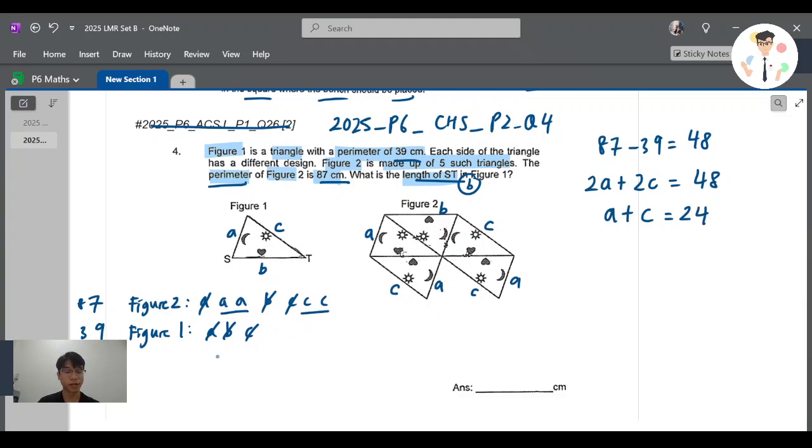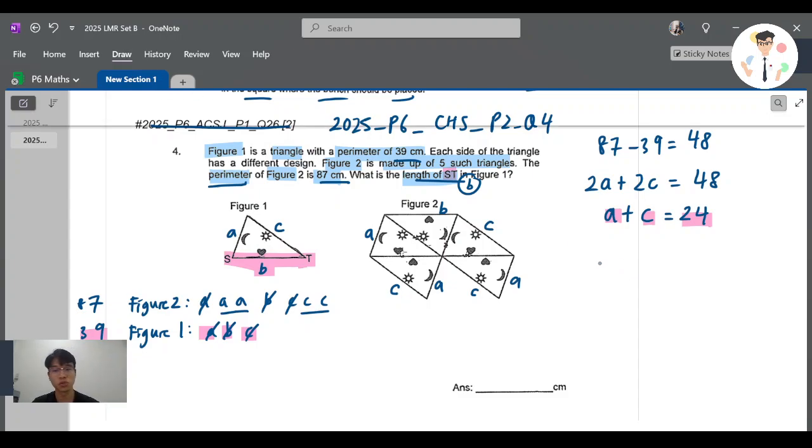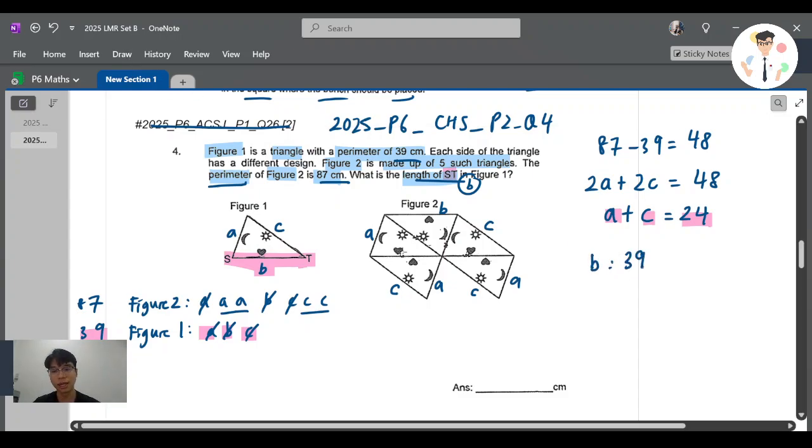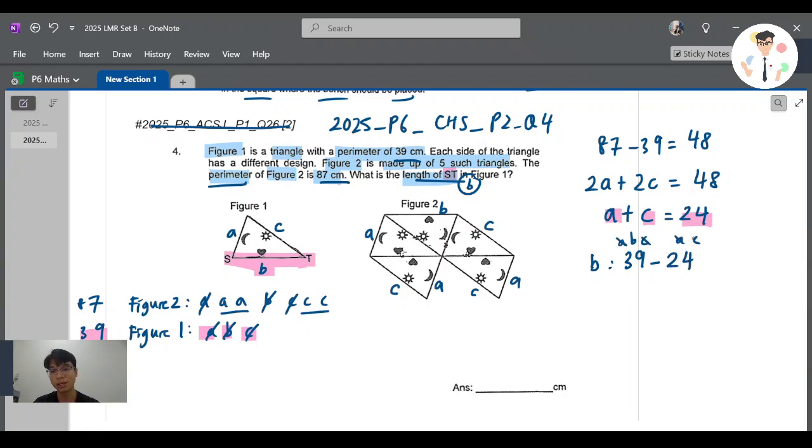And I think it's kind of obvious now. I'm looking for what? ST. ST is actually B. I know A plus B plus C is 39, and A plus C is 24. So if I use 39 minus 24, which is ABC minus AC, I will be left with B, which is ST. So my next step is B equals 39 minus 24, because here is ABC and this is AC. I minus away AC, and we are left with B. So B is 39 minus 24, which is 15. And this B basically is ST.